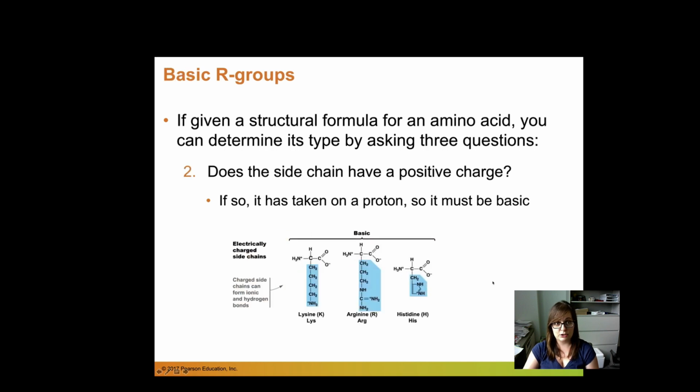The next question you're going to want to ask is, does the side chain have a positive charge if it didn't have a negative charge? If it has a positive charge, it's taken a proton on. So it must be basic. So here are a couple examples of amino acids and their R groups that have a positive charge. So lysine, arginine, and histidine all have a positive charge. So they've taken on a proton, so they must be basic. Again, these have charges, so they interact with polar molecules like water. So they're hydrophilic. They're also hydrophilic.